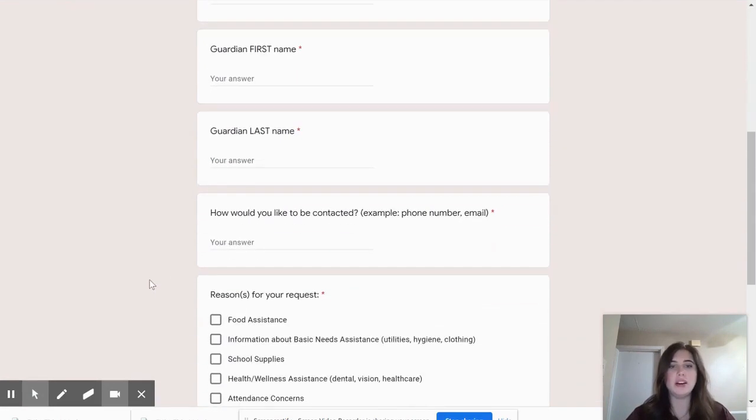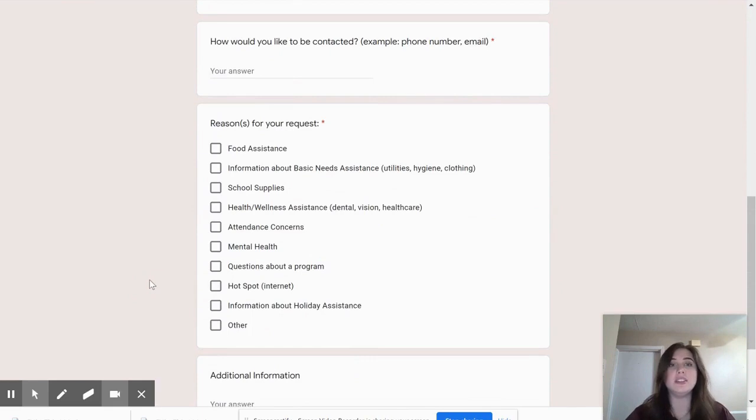And when you scroll down, you can see some of the services include food assistance, information about basic needs, including utilities, hygiene and clothing, school supplies, health and wellness assistance, including dental, vision, and healthcare, attendance concerns, mental health, questions about a program, a hotspot, information about holiday assistance, and there is an other section in case you want to provide some additional information about something you may not see.